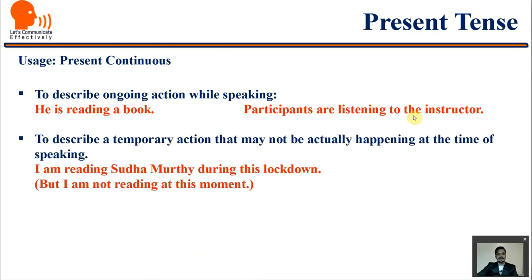Next, to describe a temporary action that may not be actually happening at the time of speaking, we use present continuous tense, like I am reading Sudha Murthy during this lockdown. Right. So when you are speaking this sentence, you may not be reading. It is just a continuous process and you are saying that I am reading Sudha Murthy during this lockdown, or I am learning swimming during this lockdown, I am learning guitar during this vacation, and so on. At the time of speaking, it is not essential that a book is in hand and the reading is going on.